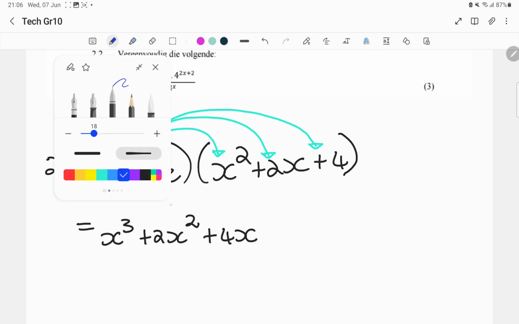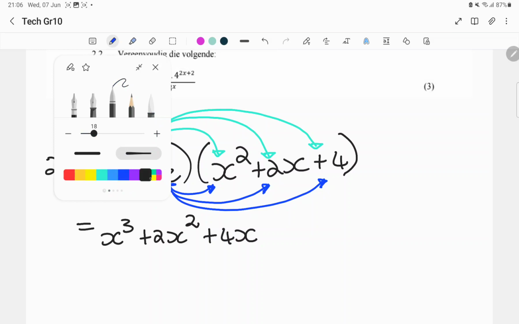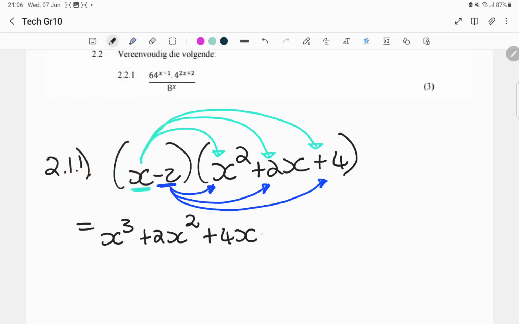Then we're going to do the same, so we take our second term, which is negative 2, and we're going to multiply that with the x squared, multiply that with your 2x, and multiply that with your plus 4. So doing this, I will get minus 2x squared, minus 2 times 2x becomes minus 4x, and then minus 2 times positive 4 becomes negative 8.